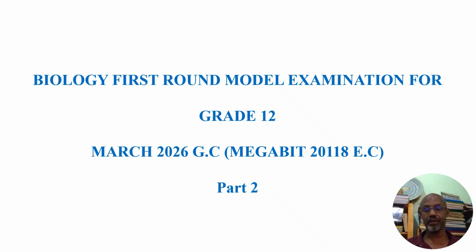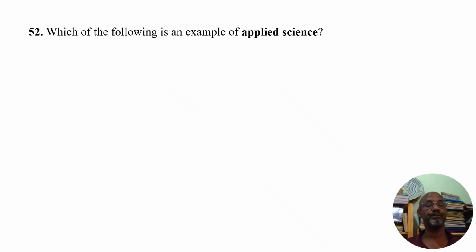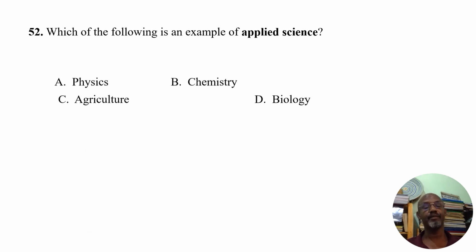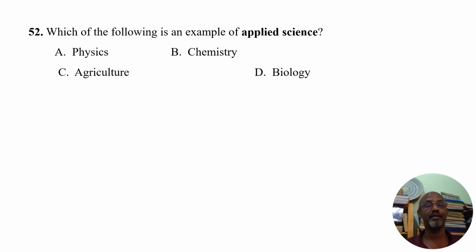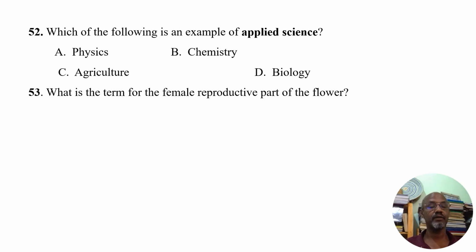For SOS sent from Jim. Let's go for 51. Question 51. Which of the following is an example of applied science? Physics, chemistry, biology, and agriculture. It's very simple. Agriculture is the answer, of course.